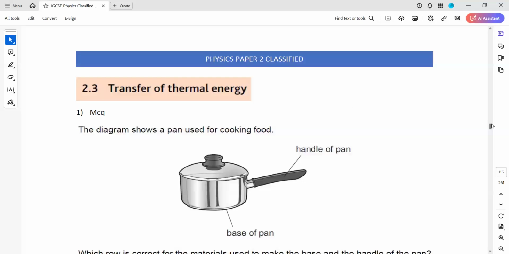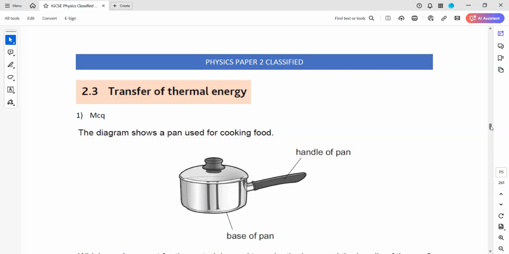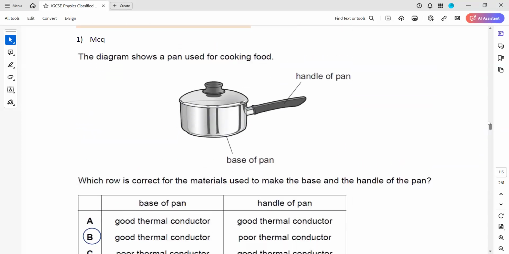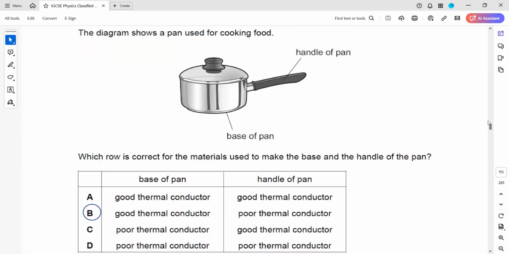The classified paper 2, topic 2.3, is about the transfer of thermal energy, like the methods of conduction, convection, and radiation. The first one, the diagram shows a pan used for cooking. Which row is correct for the material used to make the base and the handle?